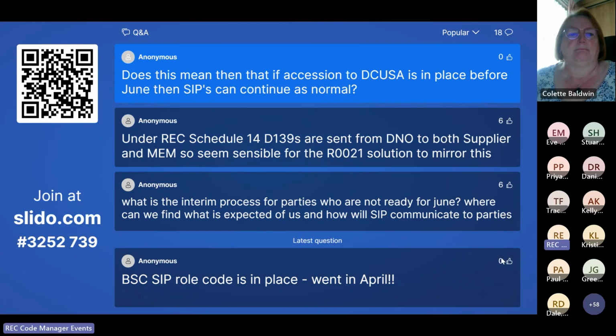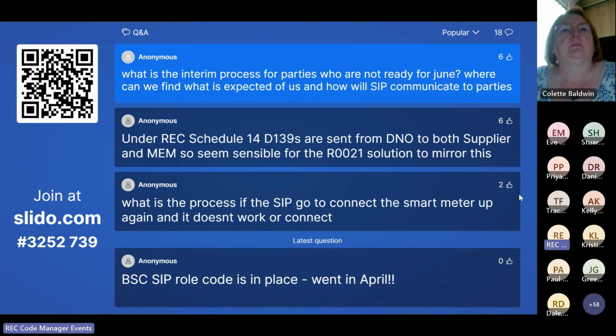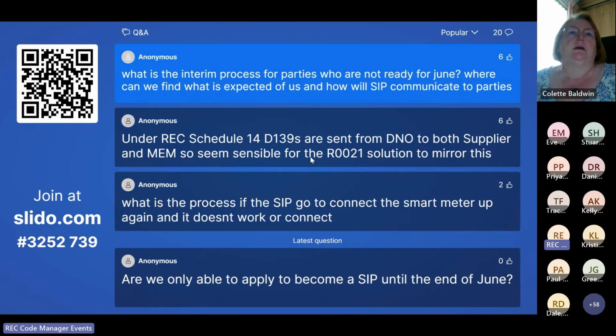Just finally on implementation, and it's related to the phased approach question, but what is the interim process for parties who are not ready for June? Where can we find what's expected of us, and how will SIPs communicate to parties? Kind of an amalgamation of a couple of questions there, but I think I was focused on the first one. What is the process for parties who aren't ready in June?